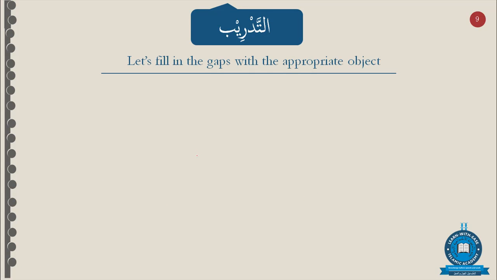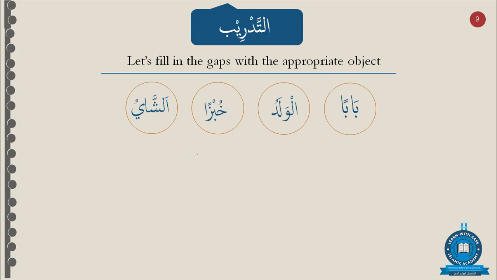At-tadrib, exercise. So let's fill in the gaps with the appropriate object. So let's see the first sentence. فتح الطالب dash. I'll give you just 5 seconds to do that. Yes, good of you. فتح الطالب, the student opened. الطالب is the student. فتح means opened. So the answer is going to be بابا.